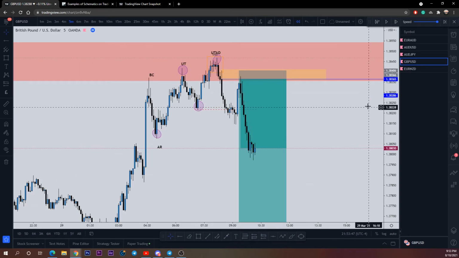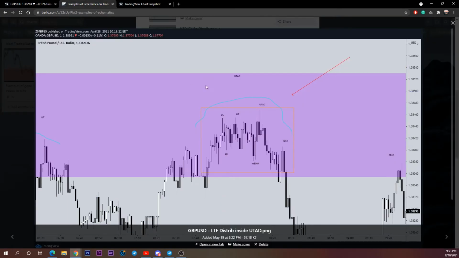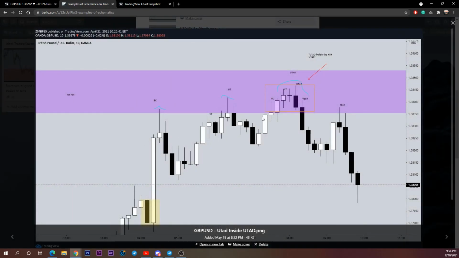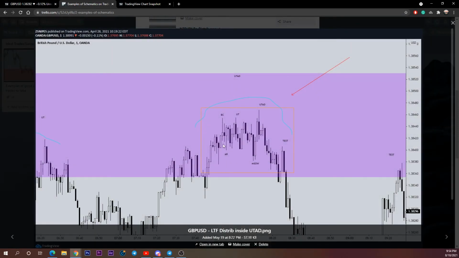So let me show you guys right here. That's the screenshot of it. And this is on the 1 minute time frame, but this is the entire move right here. Okay, so let me see if I can find it. Here it is. Here's what I just showed you, and here's the distribution inside of the UTAD, and this was the test of it. So that was the distribution that formed inside of the UTAD.